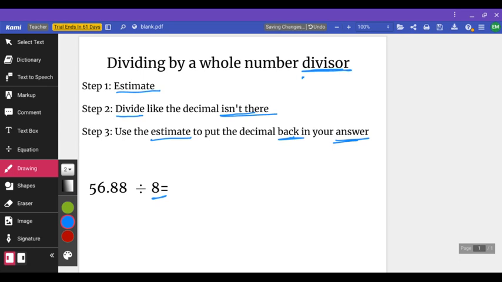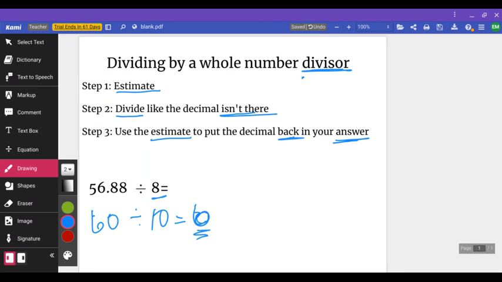So if we take this right here, I'm going to say that 56.88 is pretty close to 60. And 8 is pretty close to 10. I did that because I know that 60 and 10 are very easy to divide by. So I know that 60 divided by 10 is 6. The way I can check it is 6 times 10 equals 60. So I know my answer is going to be somewhat close to 6.